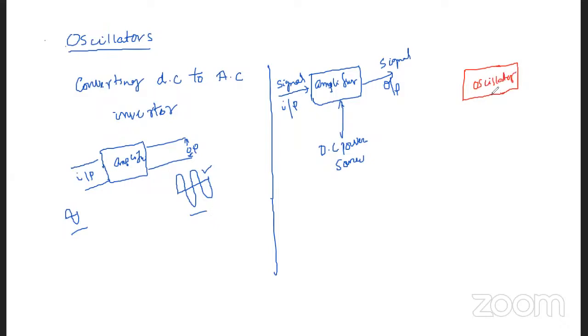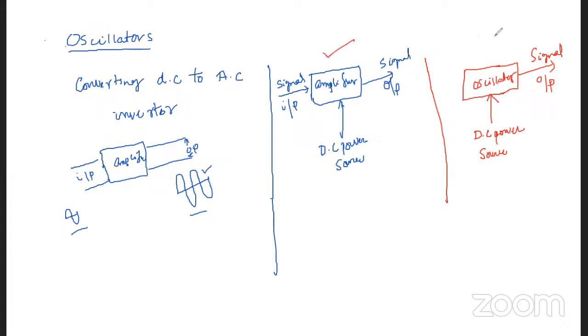This is an oscillator. So we will connect one DC power source to this one. Here we are going to connect the DC power source, and here we can expect the signal output. Okay. So this is an amplifier.